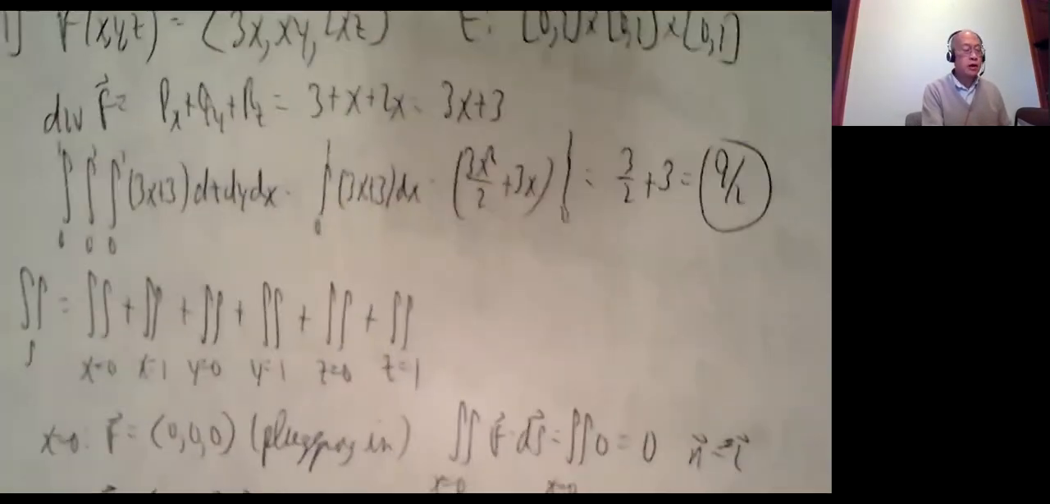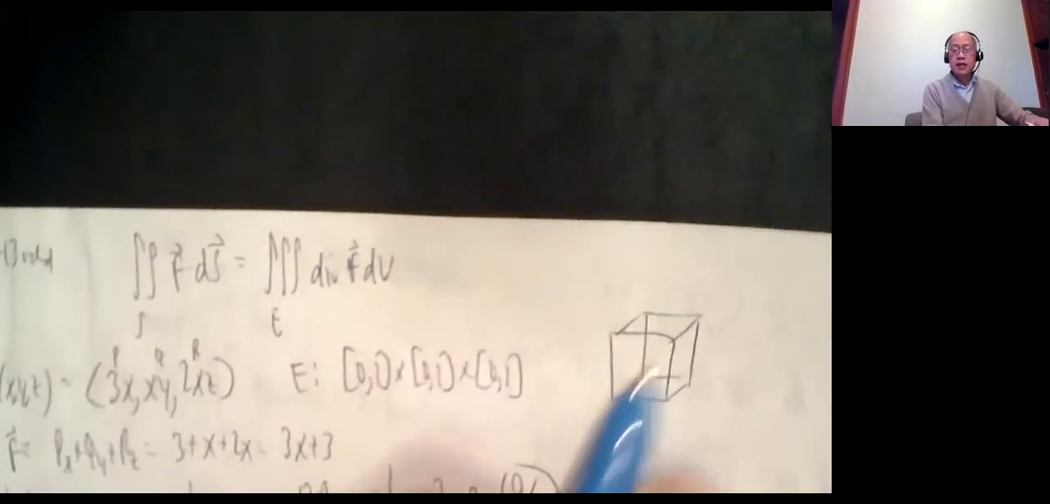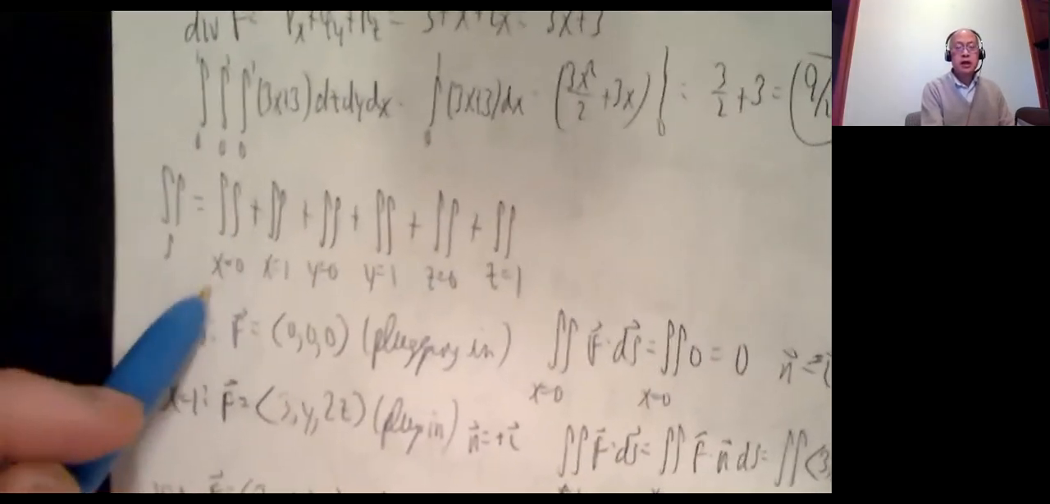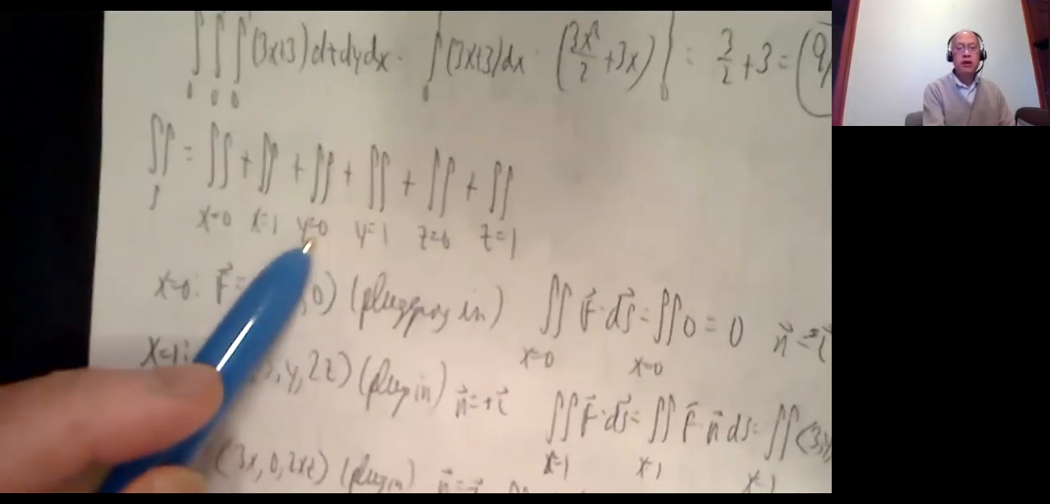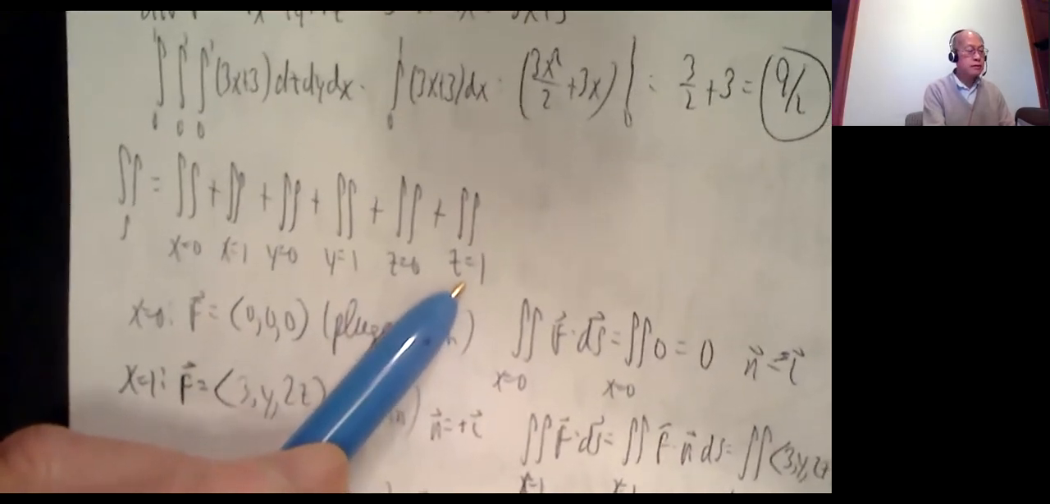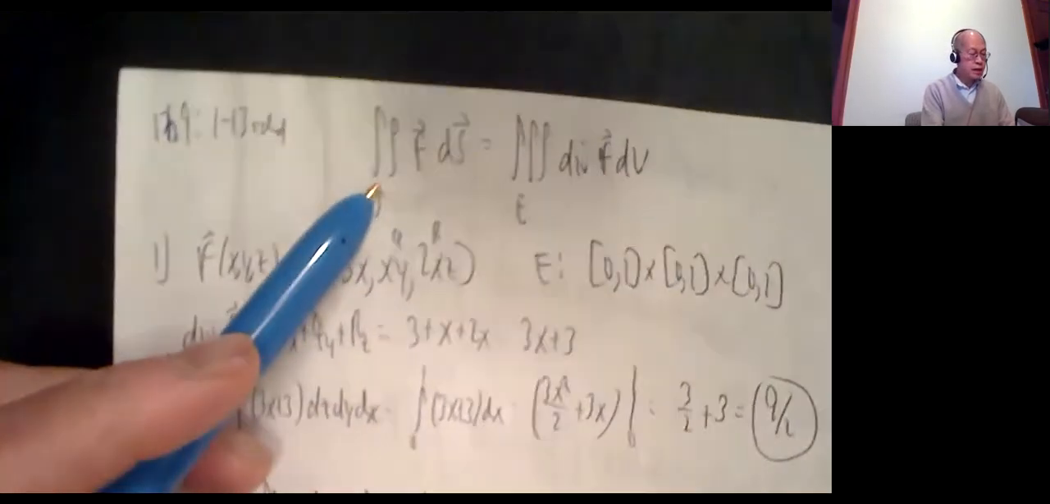Now for the no fun part. Integrate the 6 faces, and you'll have to do this on the quiz also. So double integral along the surface. Well, the 6 surfaces are x equals 0, x equals 1, y equals 0, y equals 1, z equals 0, z equals 1. Then I have to do f dot ds.